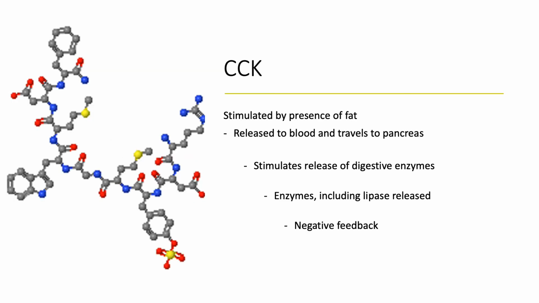The other enterogastrone, cholecystokinin, or CCK, is going to be stimulated and released by the presence of fat. So here we're going to get CCK released from endocrine cells within the mucosa of the duodenum of the small intestine. When that's released into the blood, it's going to travel again to the pancreas. Here it's going to stimulate the release of digestive enzymes from those acinar cells. Those enzymes, including lipase, will be released.